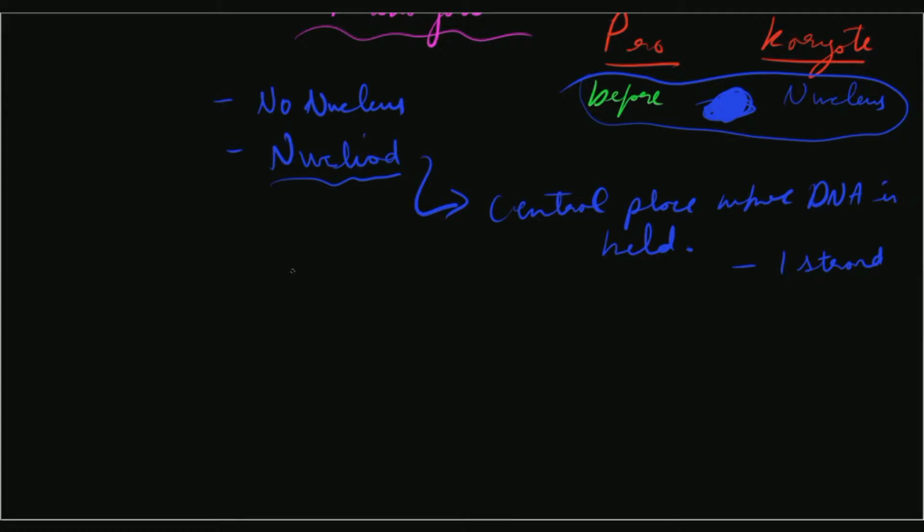So what else makes a prokaryote different? It doesn't have membrane-bound organelles. Let me just erase that. Okay, membrane-bound organelles. What this means is you don't have a membrane around the organelles. Now, a lot of the organelles inside of a eukaryotic cell, like our cell or an animal cell, don't have membranes, but some of them actually do have membranes, such as the mitochondria.